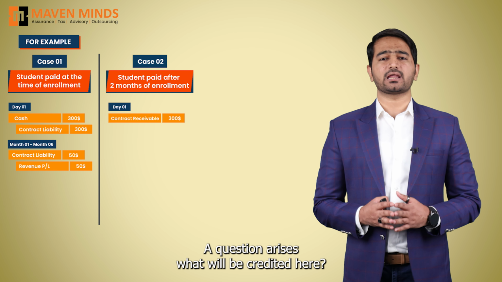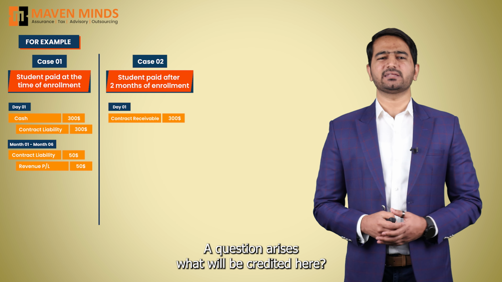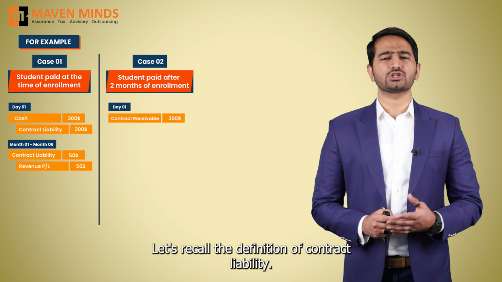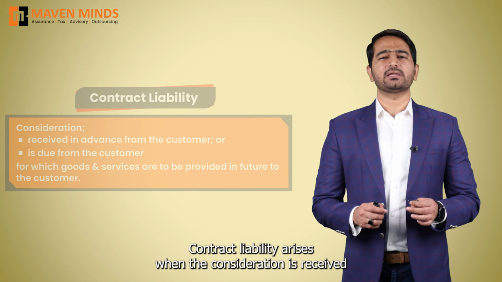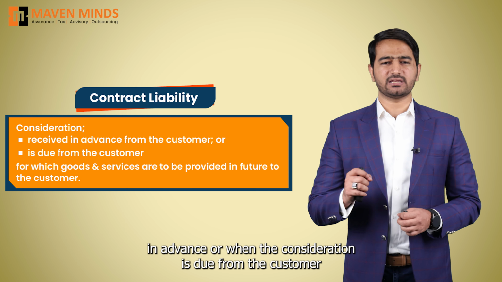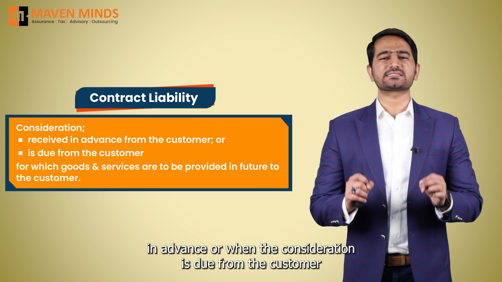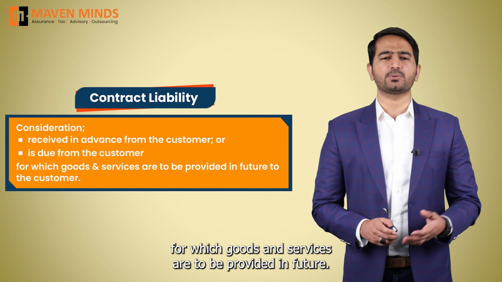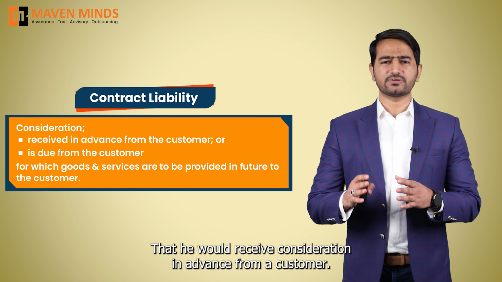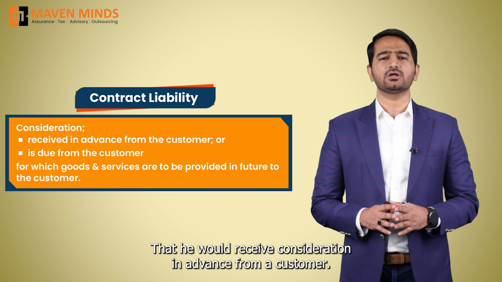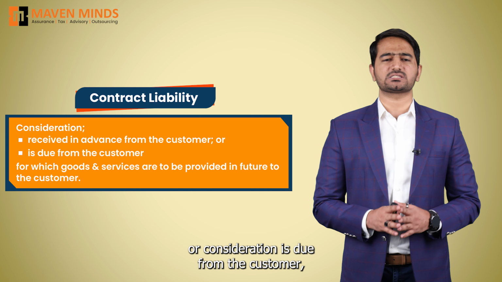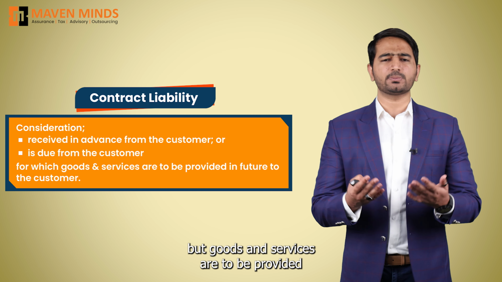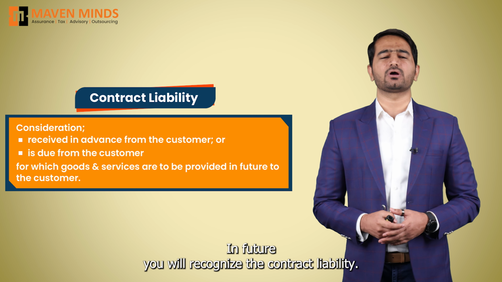But here a question arises, what will be credited here? Let's recall the definition of contract liability. Contract liability arises when the consideration is received in advance or when the consideration is due from the customer for which goods and services are to be provided in future. Either you have received consideration in advance from your customer or consideration is due from your customer but goods and services are to be provided in future, you will recognize the contract liability.